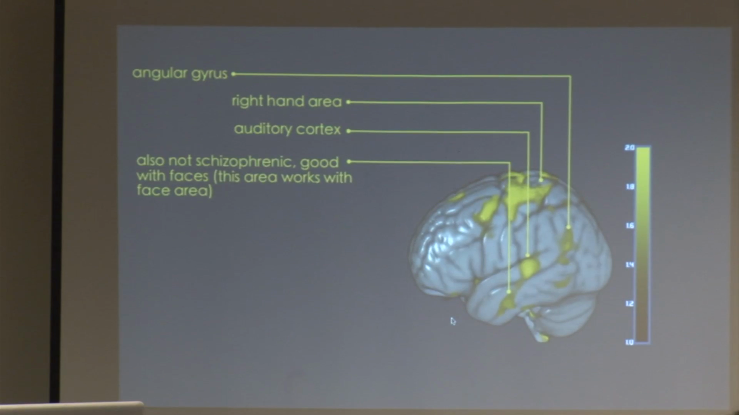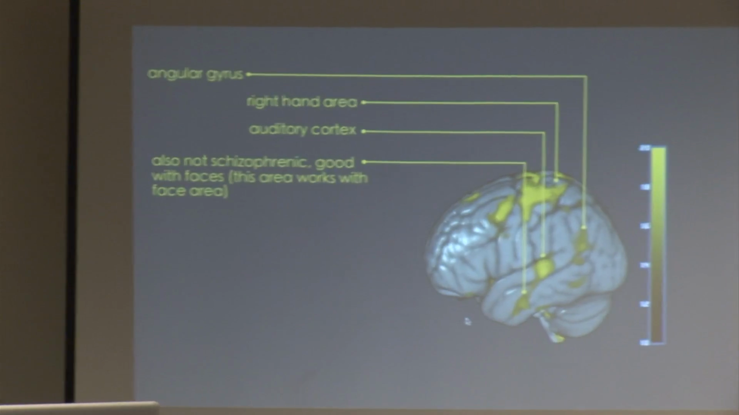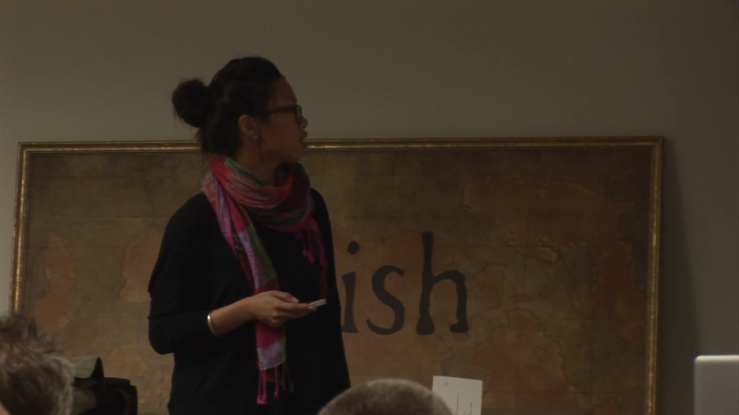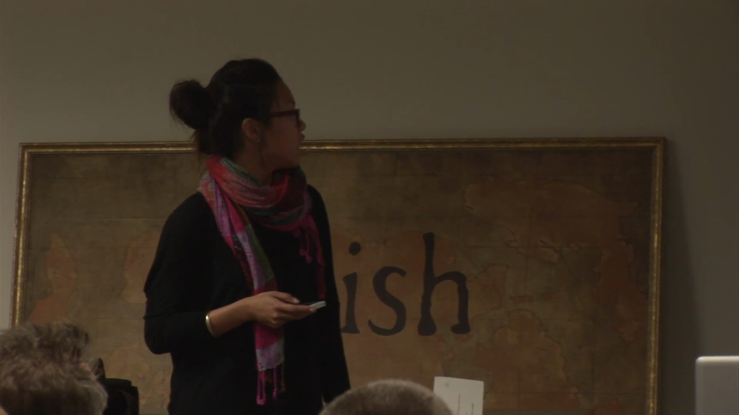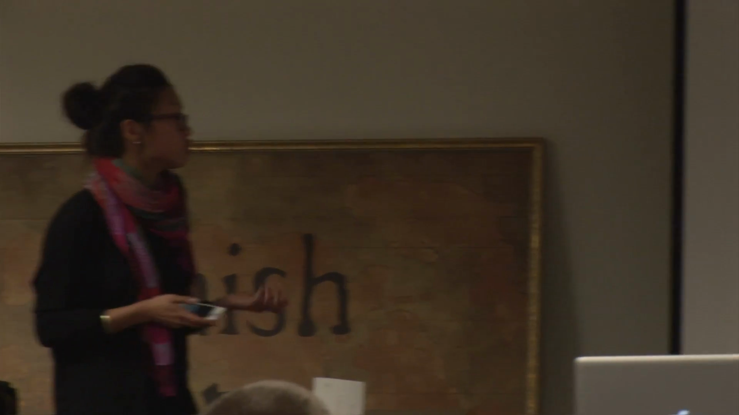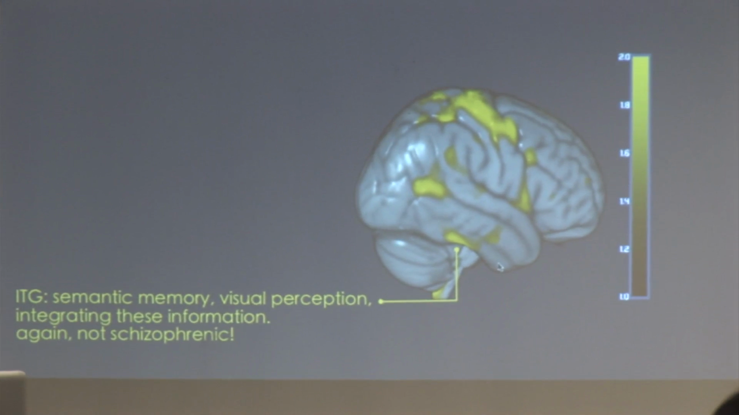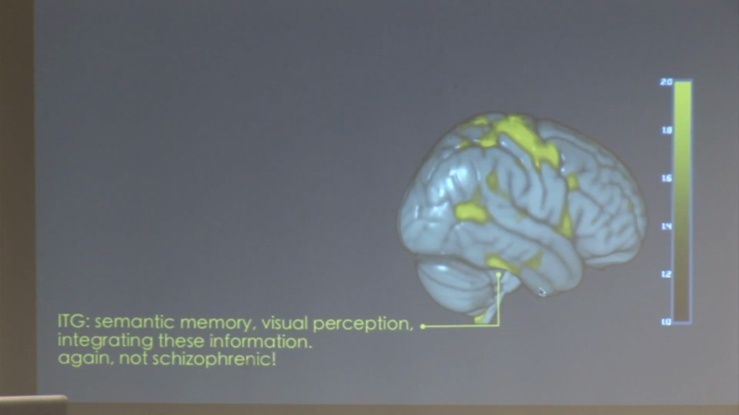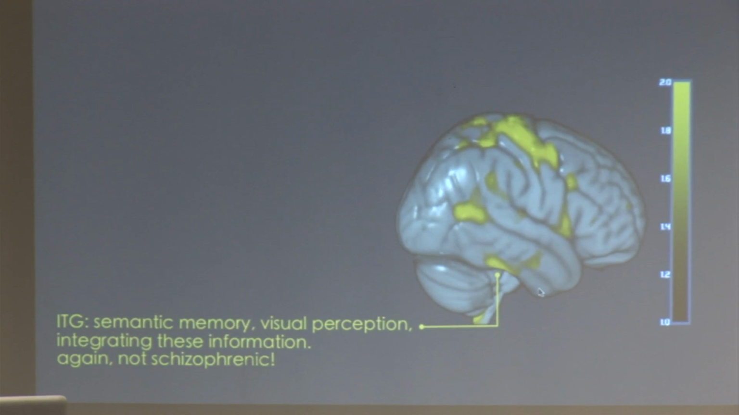And then that's my mid-temporal gyrus. It connects to the face area, but again, in schizophrenics, this area has reduced volume. So mine has more gray matter volume than other people. I'm not really sure what that means. And then my inferior temporal gyrus, it's really good for semantic memory, visual perception. It's called the associative cortex. So apparently, that's good for me too. And again, I'm not schizophrenic, so this is all pointing in the same direction.